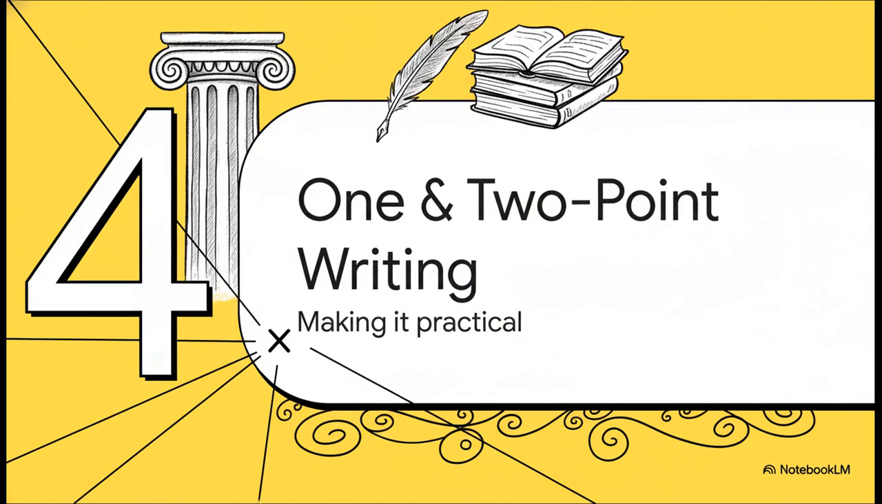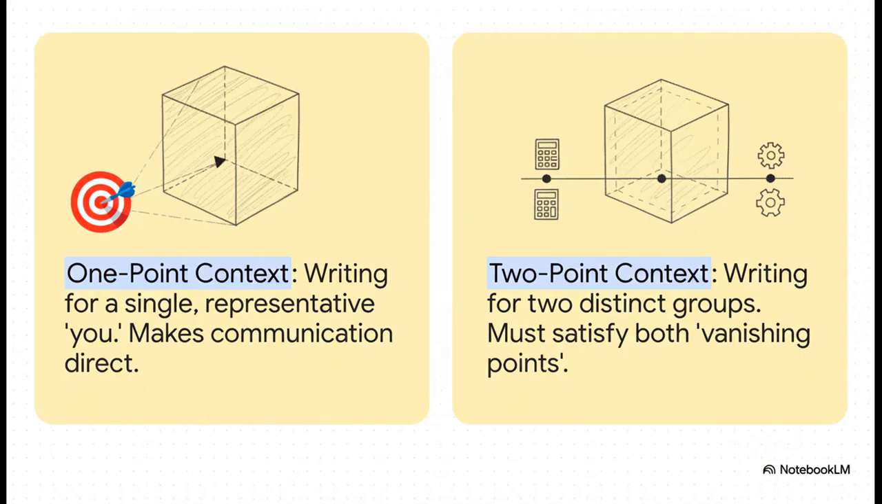So this is a really powerful idea, right? But how do we actually use it? Well, we can borrow again from the artist's toolkit by thinking about our writing in what we can call one-point and two-point contexts. So a one-point context is the simplest. It's when you define your audience as a single, clear identity. For example, I'm writing this for a curious 10-year-old. Every word you choose, every example you use, points directly to them.